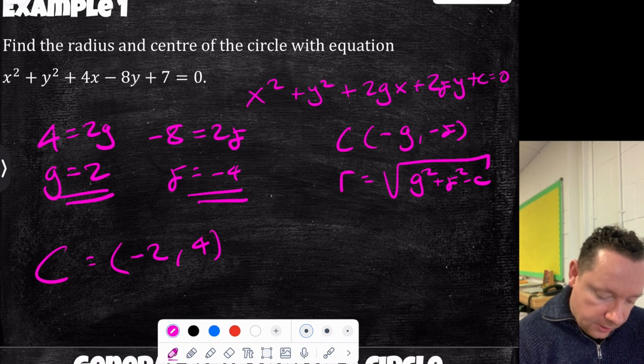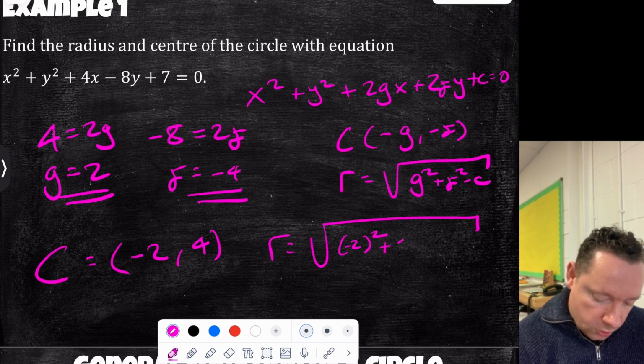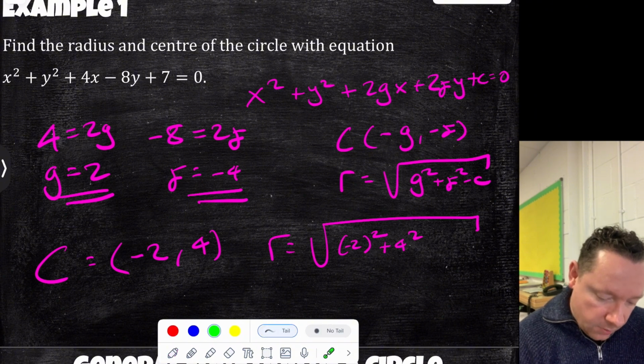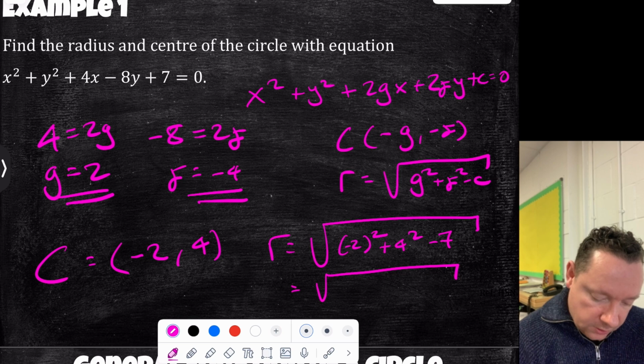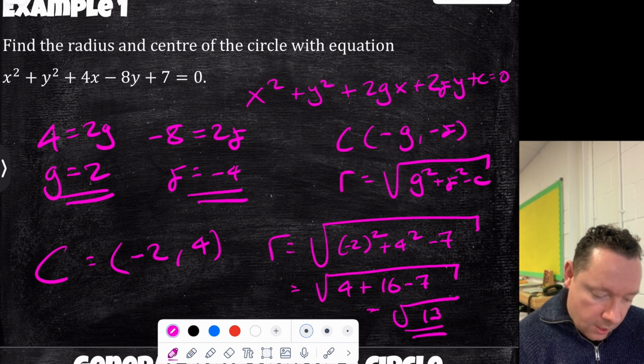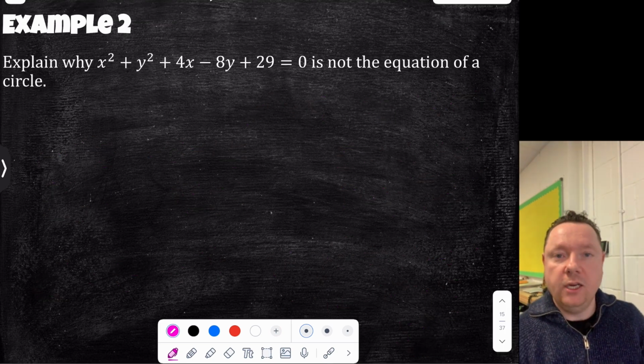And our radius is equal to the square root of 2 squared plus (minus 4) squared, minus c. And c, remember, is the number, which is 7. So take away 7. So we work that out. That's the square root of 4 plus 16 minus 7. That is root 13. And we're done there.